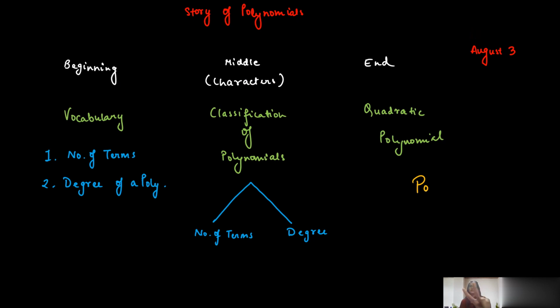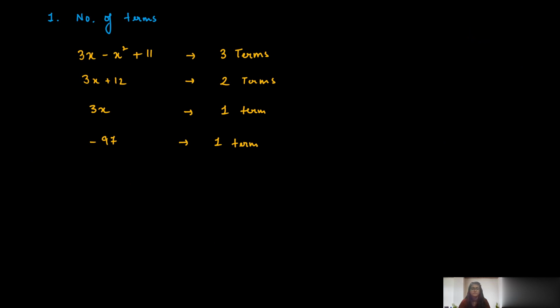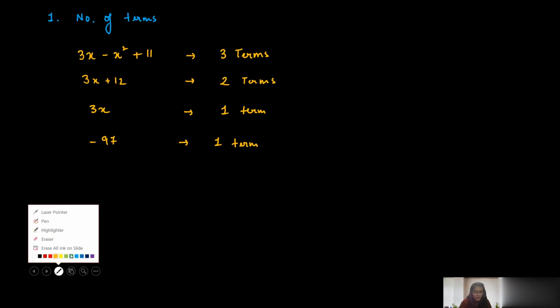The word polynomial is actually made up of two words, poly plus nom. Poly means many and nomial means terms. Okay, poly means many and nomial means terms. So polynomial is actually an algebraic expression with many terms. But it's not necessary that it has to have two or more than two terms. It can have one term as well. Okay, so this is done. Second is degree. Concept number 2, degree of a polynomial.